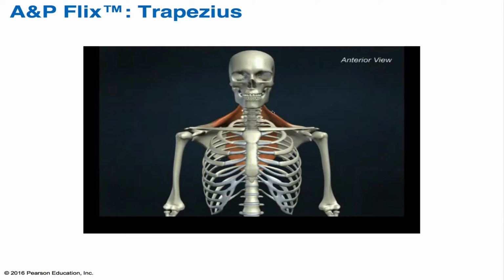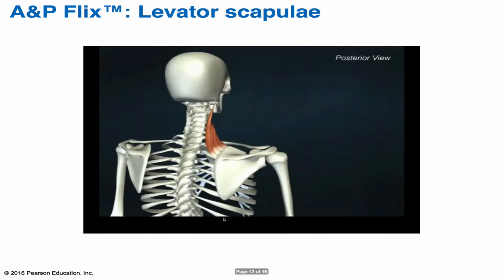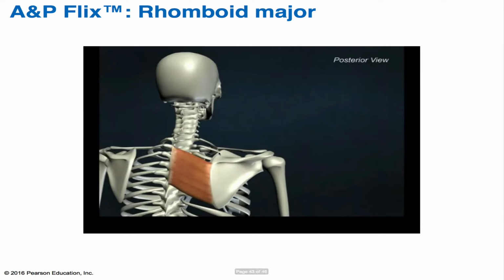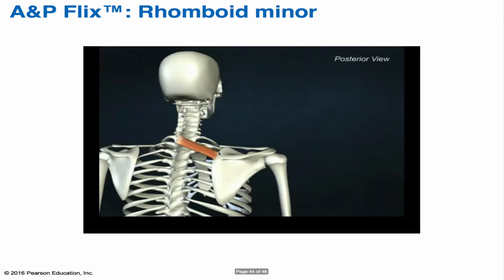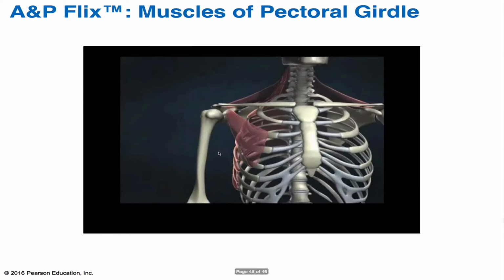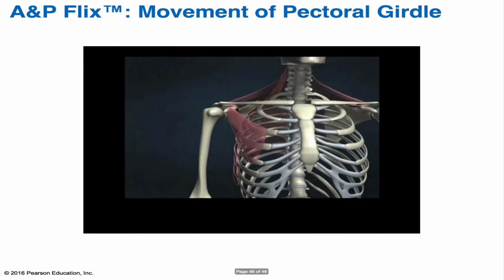So this animation here, again, please be sure to go to the Pearson website, and you can look at the trapezius muscles at work over here. In addition, there's another video here that shows the levator scapulae. Be sure to look at this. And another one for the rhomboid major, and this one's showing the rhomboid minor. And this other video here shows you the muscles of the pectoral girdle. So please be sure to look at these videos. Here's another one that shows movements of the pectoral girdle.